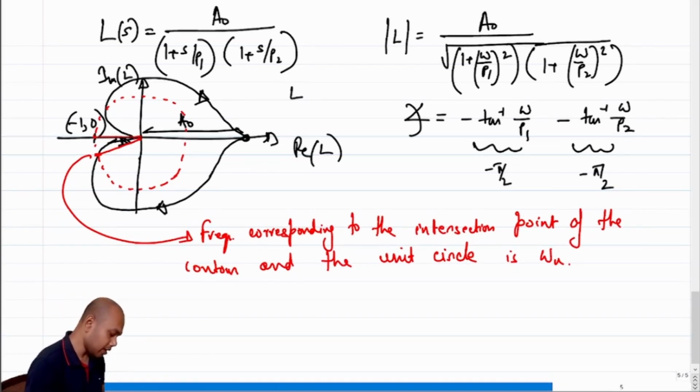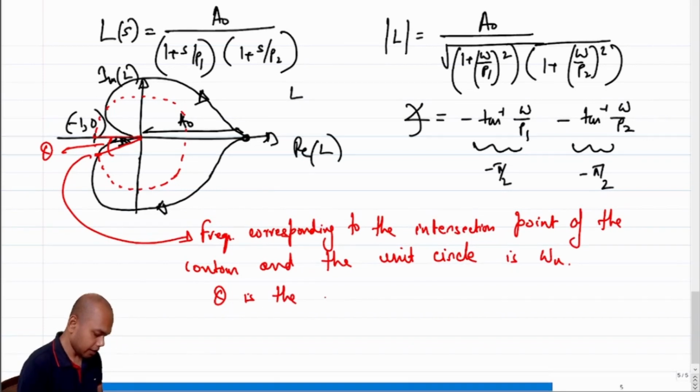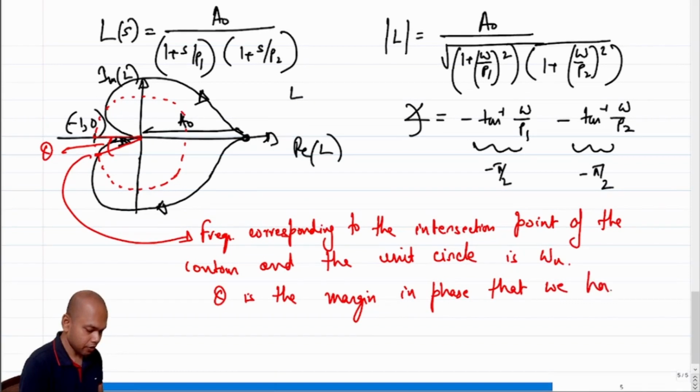And the angle that we are away from the minus 1, 0 point, let's say this angle is theta. So theta is the margin in phase that we have before the system crosses minus 1, 0, right?